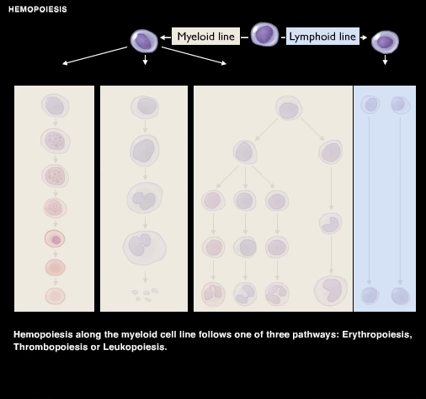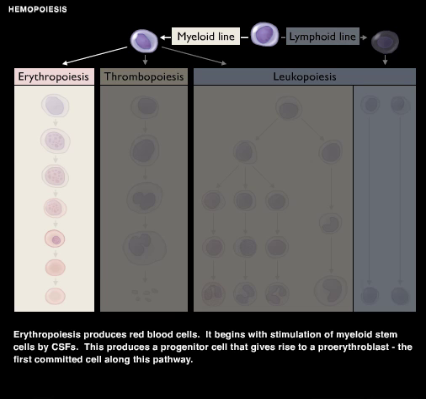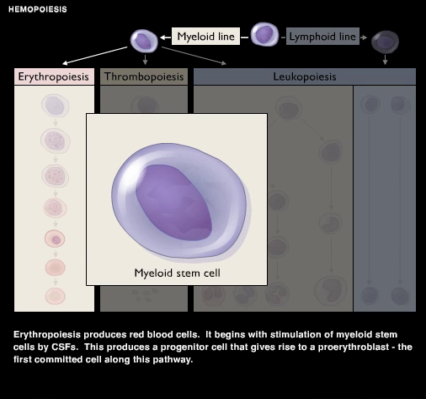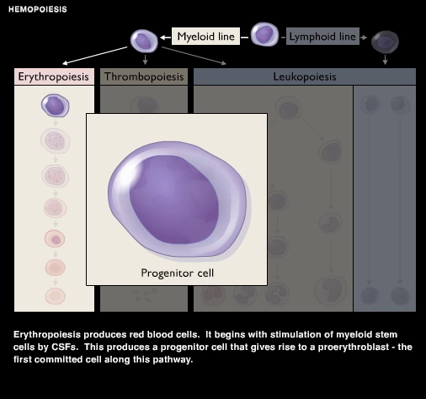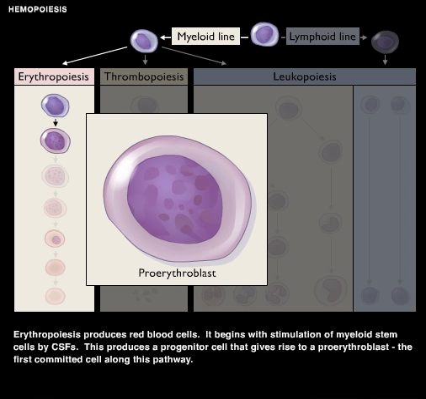Hemopoiesis along the myeloid cell line follows one of three pathways: erythropoiesis, thrombopoiesis, or leukopoiesis. Erythropoiesis produces red blood cells. It begins with stimulation of myeloid stem cells by CSFs. This produces a progenitor cell that gives rise to a proerythroblast, the first committed cell along this pathway.